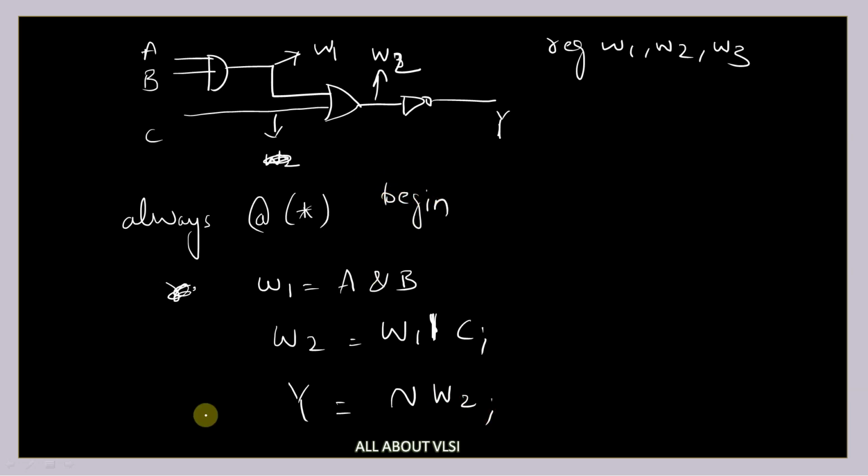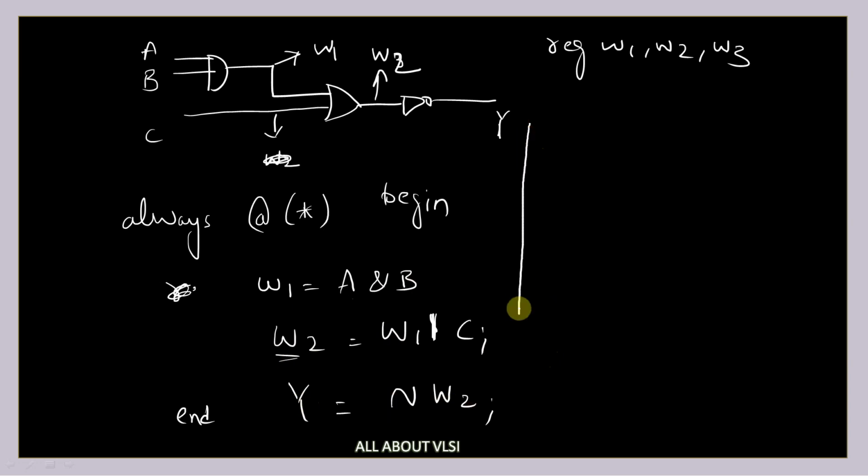Now, here, this is a combinational design. Since it is a combinational design, I am using blocking assignments. Here W1 is equal to A and with B. W2 is nothing but W1 or with C, and Y is equal to not of W2.